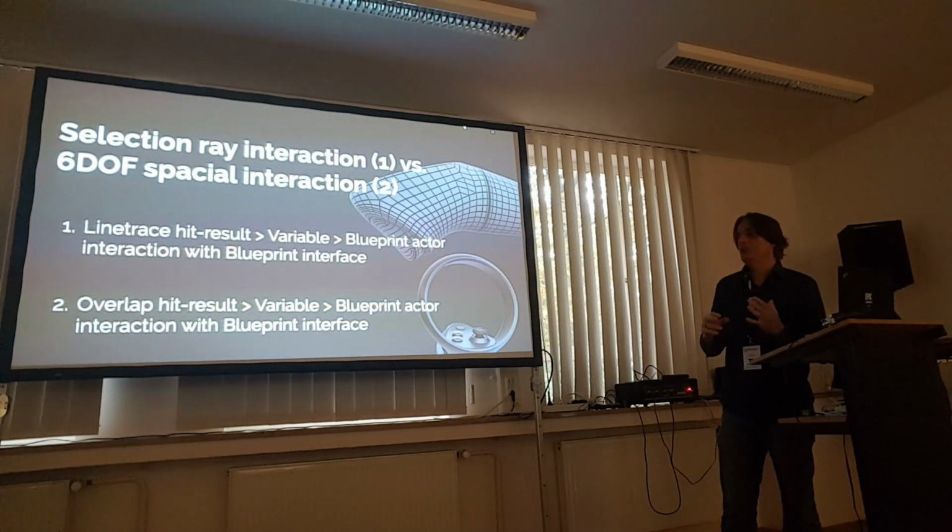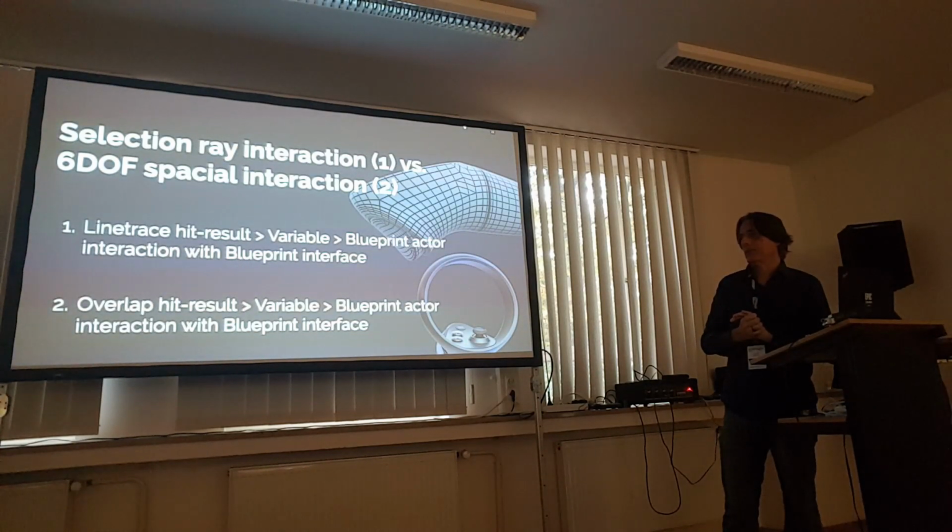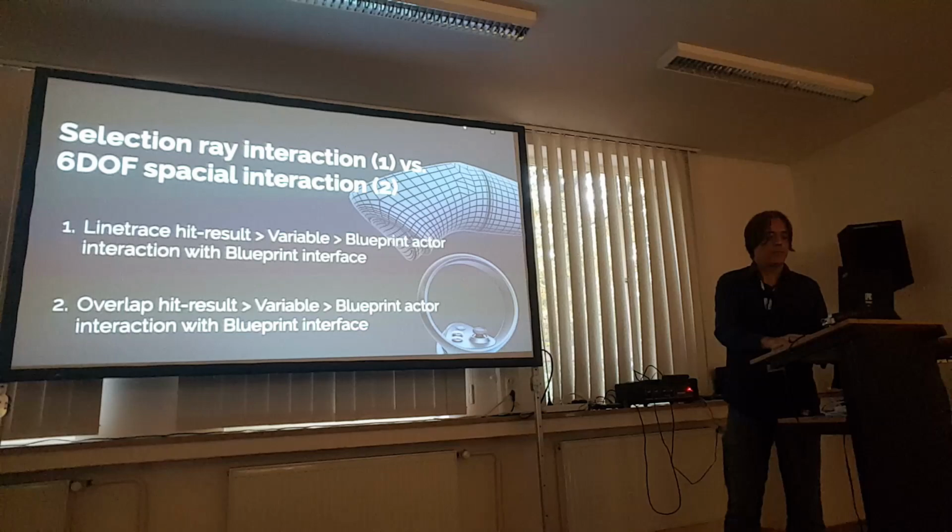all you need to do to change that to 6-DoF is use an overlap hit result to replace the line trace hit result, store the hit object in a variable, and then do the same thing: interact with the blueprint actor using a blueprint interface. So it's basically not that different, it's pretty similar.